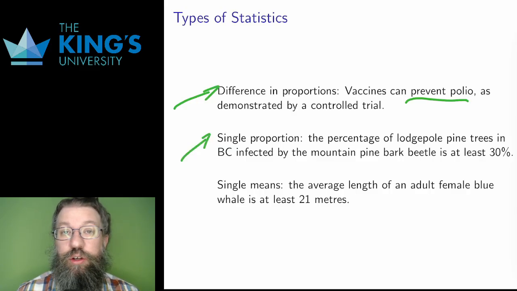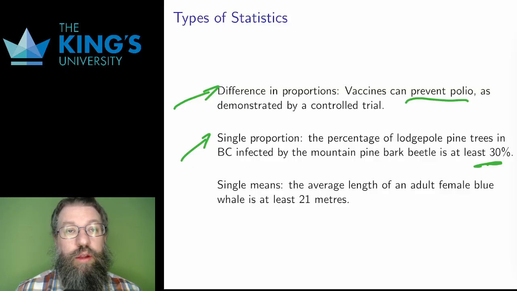This is still a categorical variable, but no longer a treatment control comparison. The alternative hypothesis is usually a threshold. Say at least 30% of the lodgepole pine trees in BC have been infected by the mountain pine beetle. The null hypothesis is no longer just zero, but it's the negation of this threshold, that 30% or fewer are infected. These were both for categorical variables.